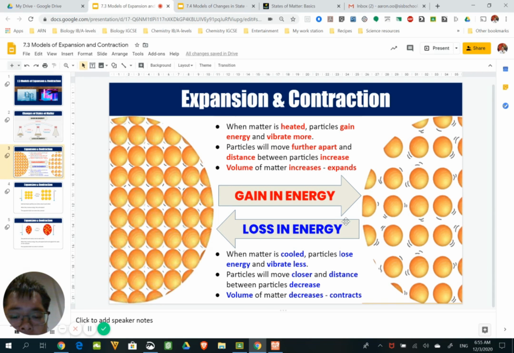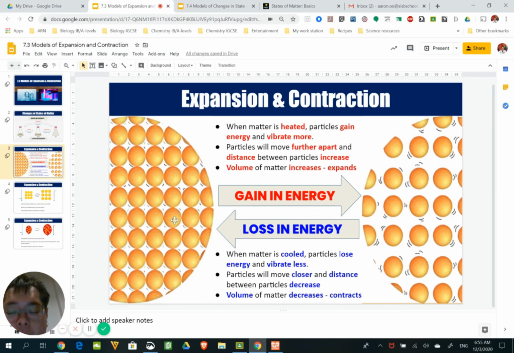Now, the opposite will hold true if they lose energy from a gas, liquid to solid phase. We're going backwards this time. So if matter has been cooled down, you notice that energy will also be lost. So when there's less energy, there'll be less vibration. Particles will move closer, the distance will decrease, and you notice that your volume will also decrease.